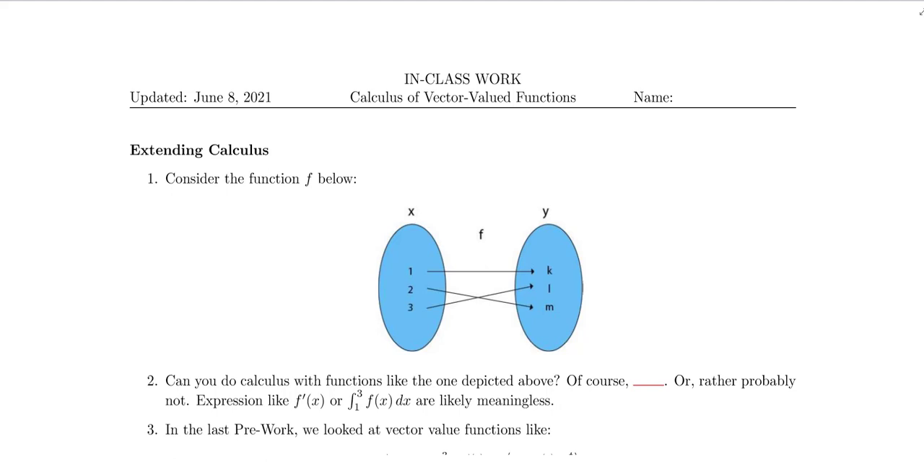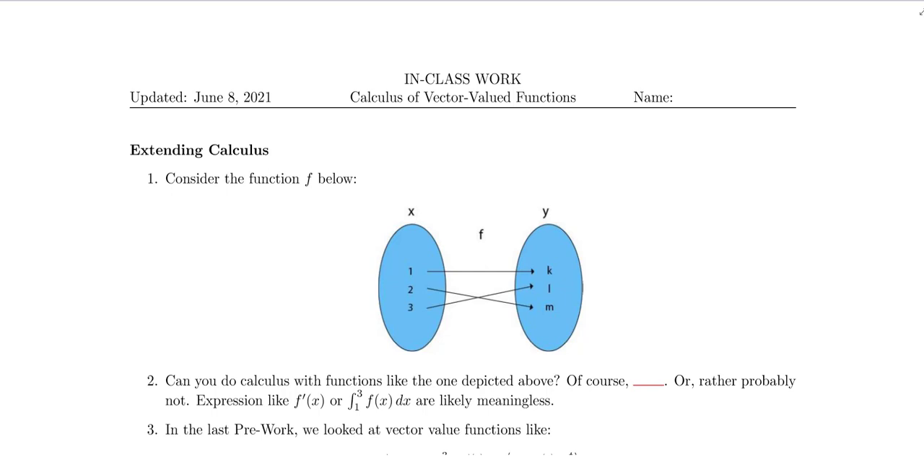So folks, in the last pre-work, we looked at a whole variety of different types of functions that we're going to be studying throughout this course. And so finally, we're ready to start talking about extending the idea of calculus that you did in Calculus 1 to these other types of functions.